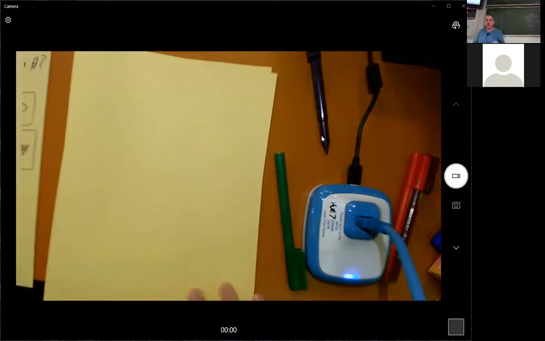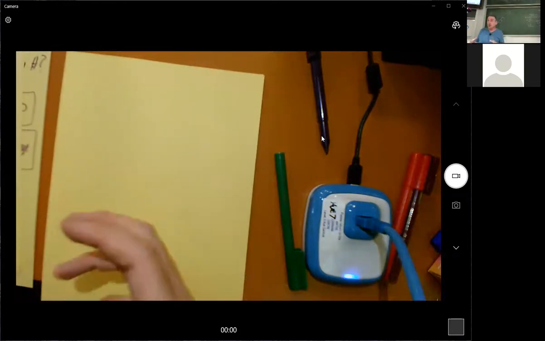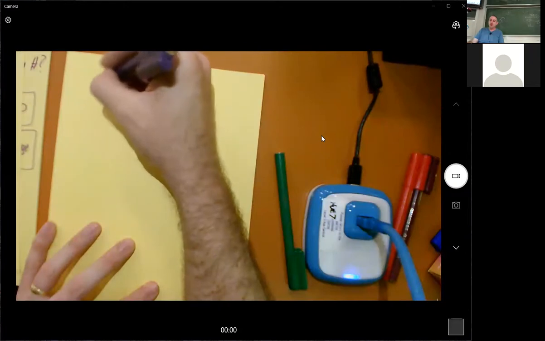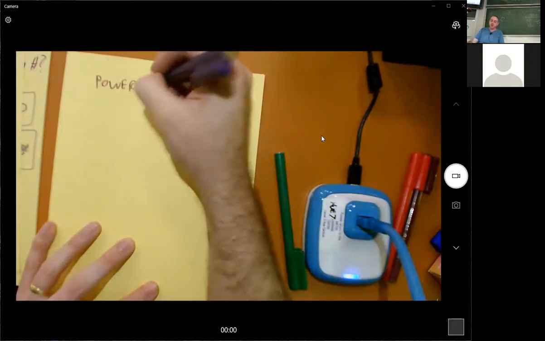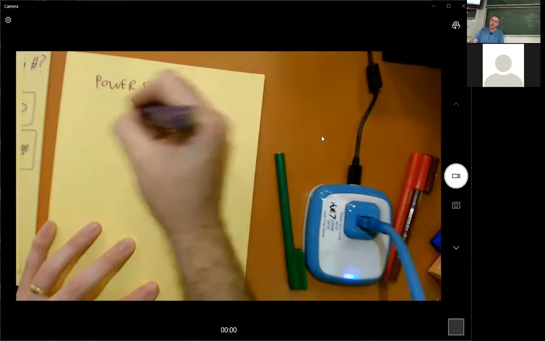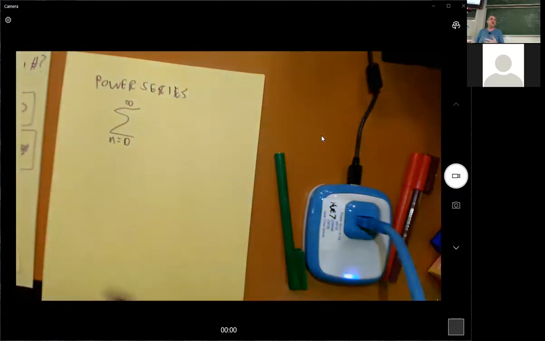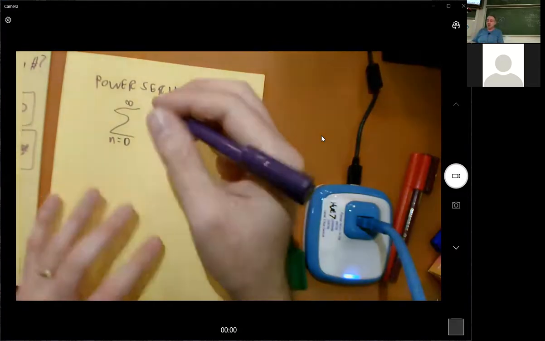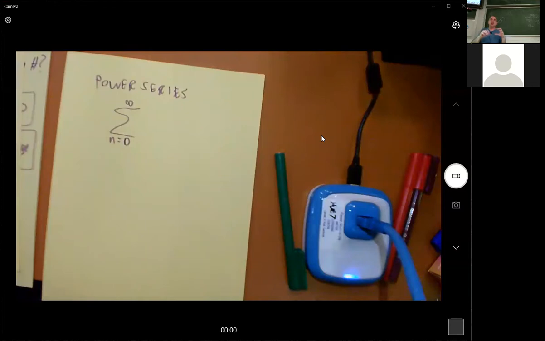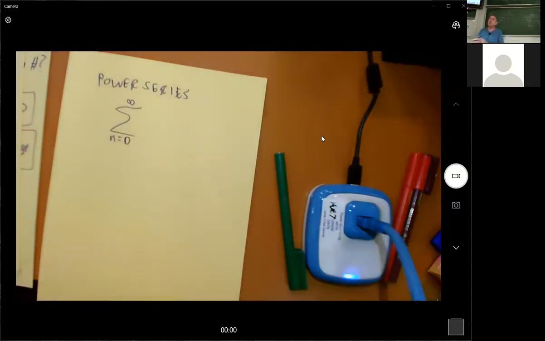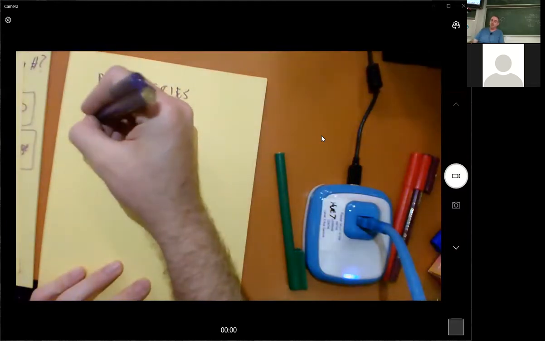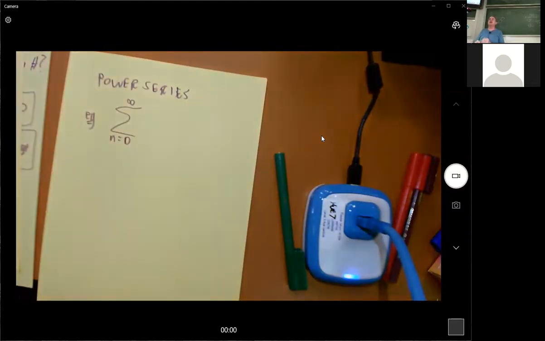But before I do that, I do want to talk about just power series, because that's a whole special kind of series. So a power series, sometimes they start at 0, sometimes they start at 1, sometimes they start at 15. It doesn't matter. It makes a difference to the answer, but it doesn't make a difference to whether it converges or not.